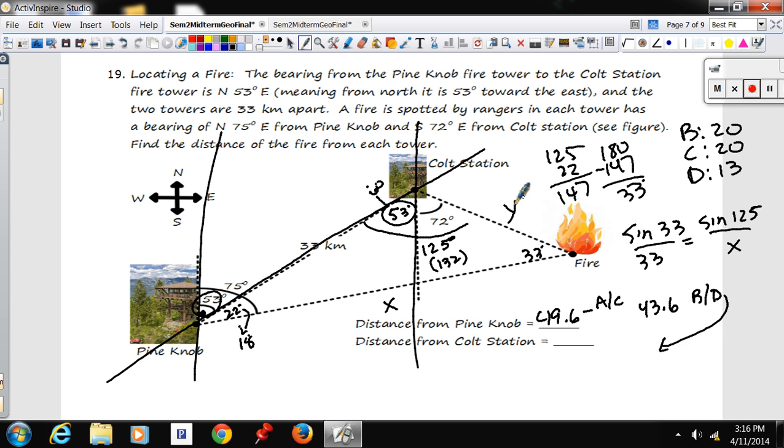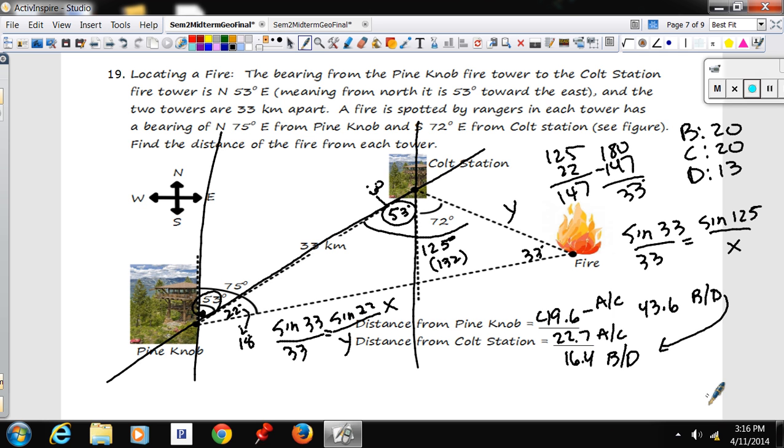To get the letter Y, the other equation, I would use the same first fraction. Sine of 33 over 33 equals, and I would use my 22, sine of 22 over the Y value. Sine of 22 over Y. And you just do your cross multiplying and get Y by itself. You're going to get 22.7 for A and C version, and 16.4 for your B and D version. So those would be your answers there. That was 19 on A's test.